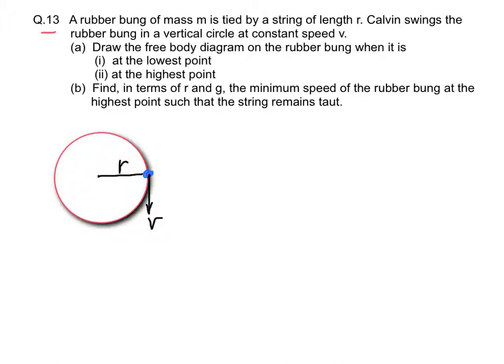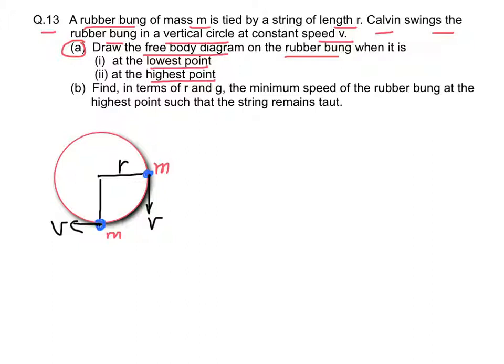Question number 13. A rubber bug of mass m is tied by a string of length r. Kelvin swings the rubber bug in a vertical circle at a constant speed v. Part A. Draw a force diagram on the rubber bug when it is first at the lowest point, second at the highest point.